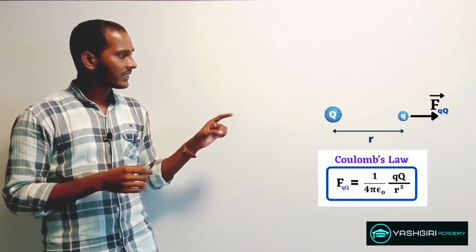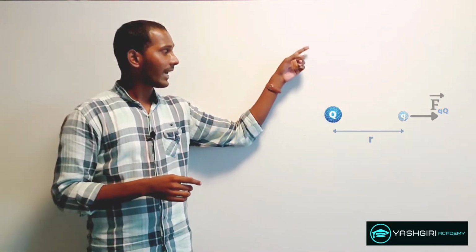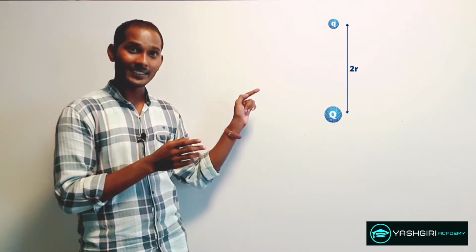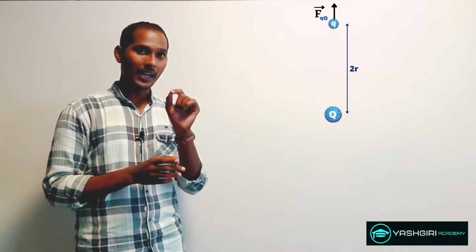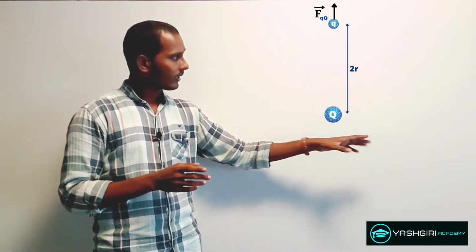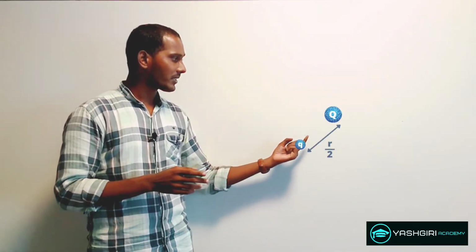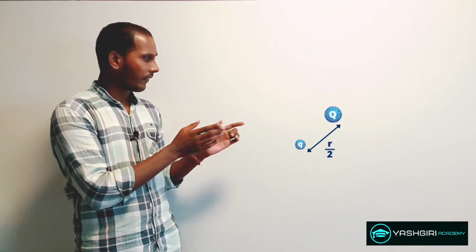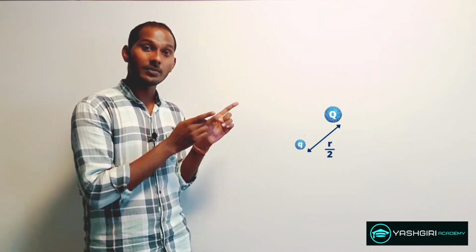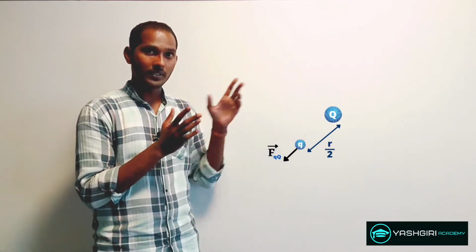Now, if I change the position of small q from r to a distance of 2r, then in this case the small q will experience less force due to charge capital Q if you compare it with the previous case. Again, if I change the position of small q to a distance of r by 2 from this charge capital Q, in this case the force that the charge small q will experience will be a maximum, if you compare it with the last two previous cases.